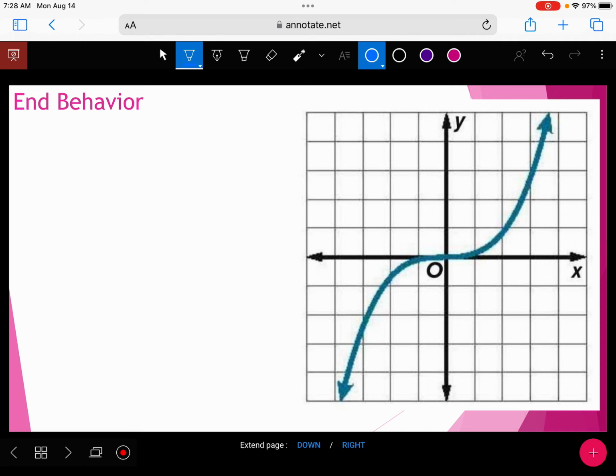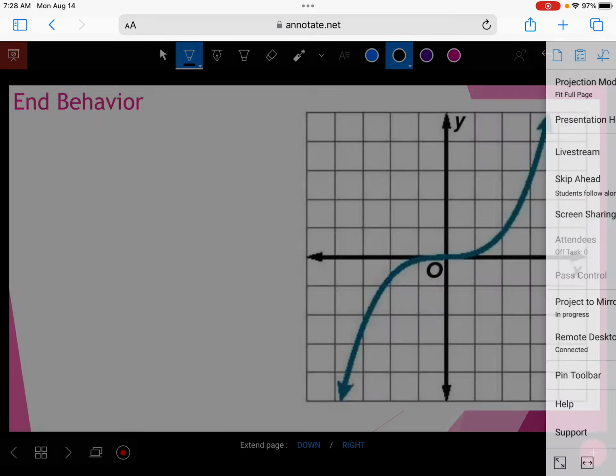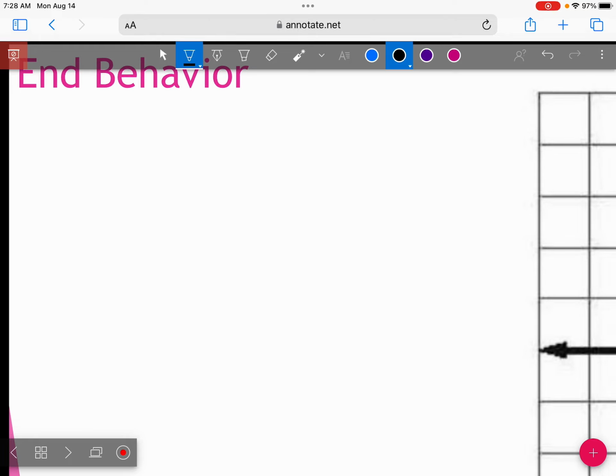Okay. Squiggly looking weird one. And again, it's always going to start the same way. As x approaches negative infinity, so I'm going to start with the left arrow, y is going to approach what? So as x approaches negative infinity, as x goes left and left and left, negative infinity.